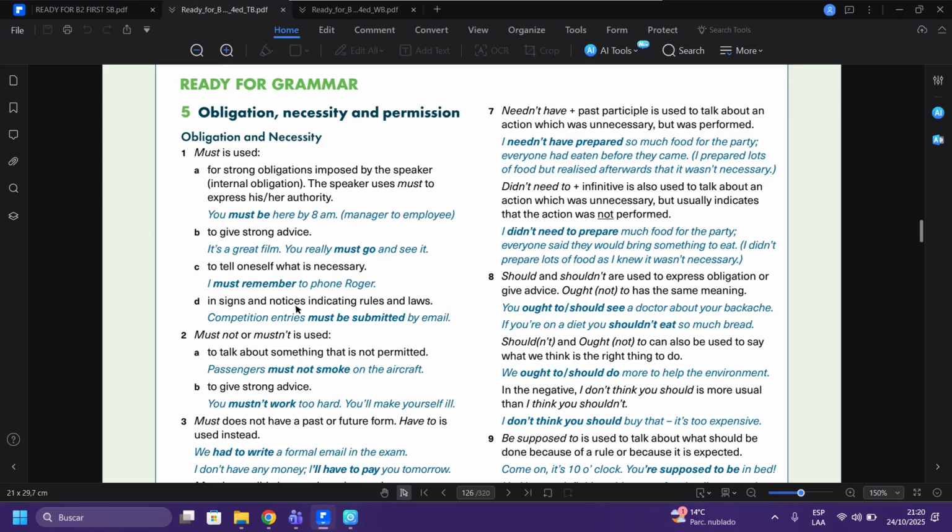Needn't have plus the past participle is used to talk about an action which was unnecessary but was performed, but was done. Alright? I needn't have prepared so much food for the party because everyone had eaten before they came. So I prepared lots of food, but I realized afterwards that it wasn't necessary.